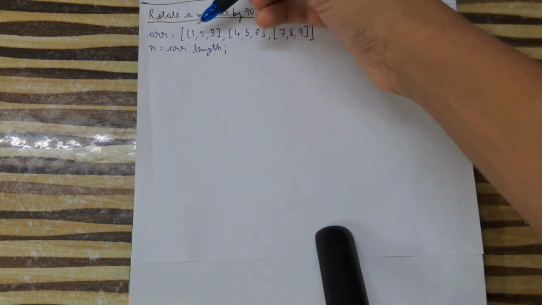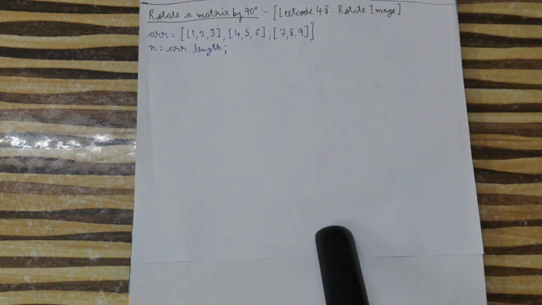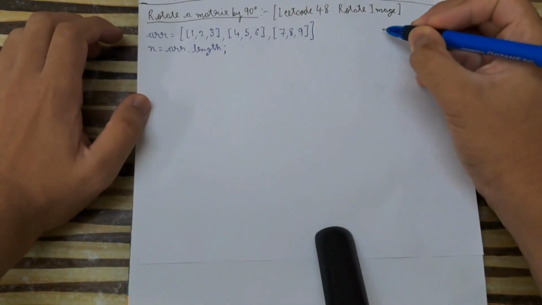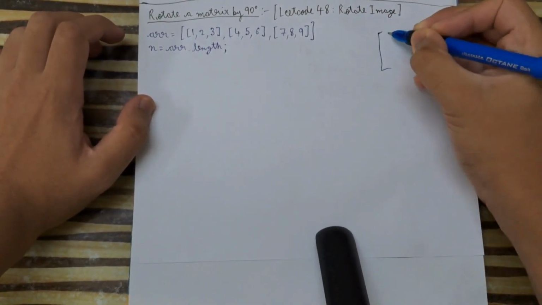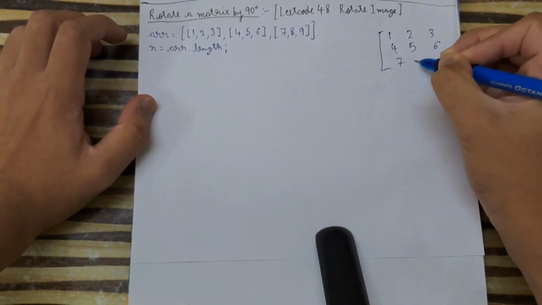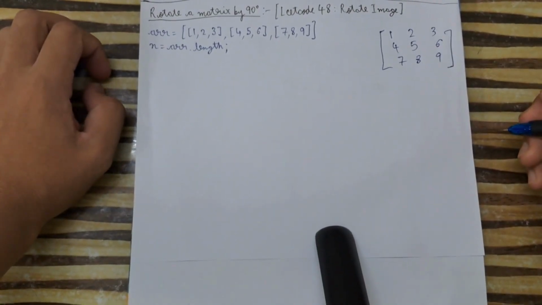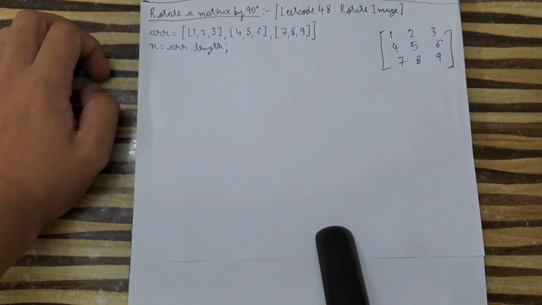So this is the array that we are given, and n is the length of the array. We can visualize this array just in the form of a matrix: 1, 2, 3, 4, 5, 6, 7, 8, 9. So this is the 2D array that we have. What the question is basically asking from us is that we have to rotate it by 90 degrees.